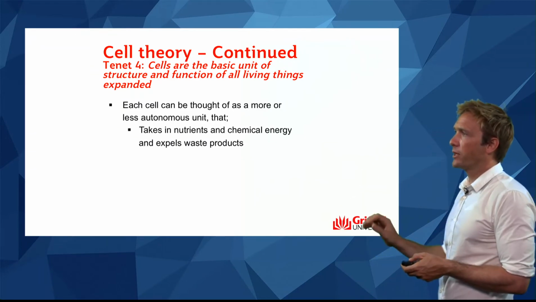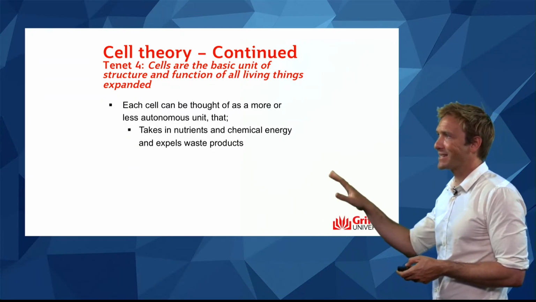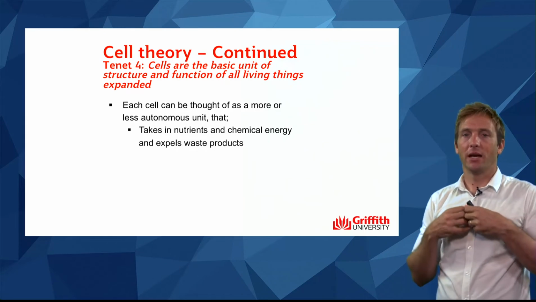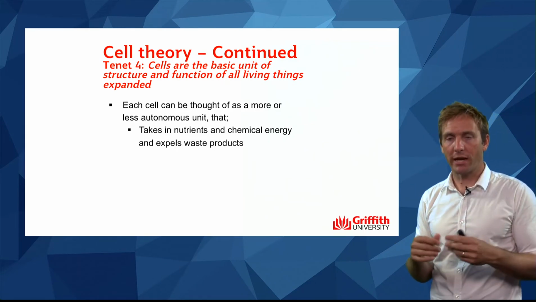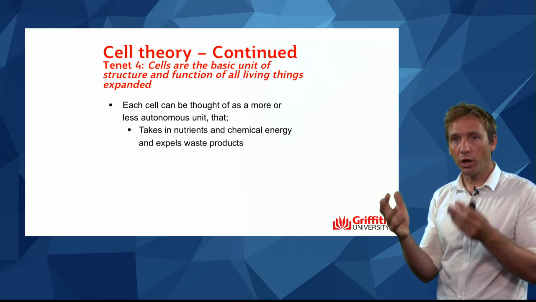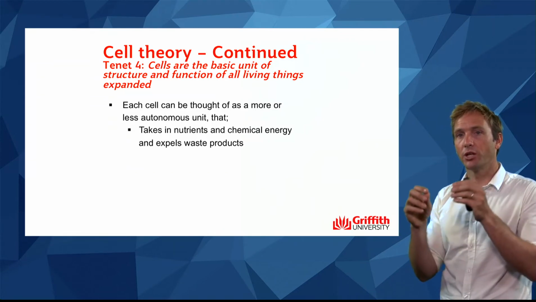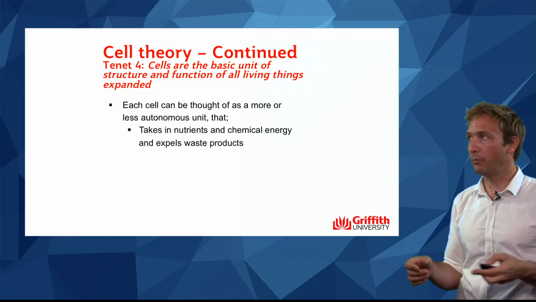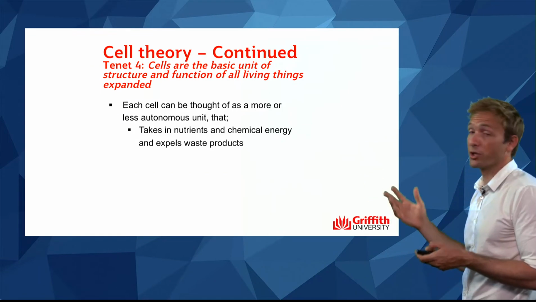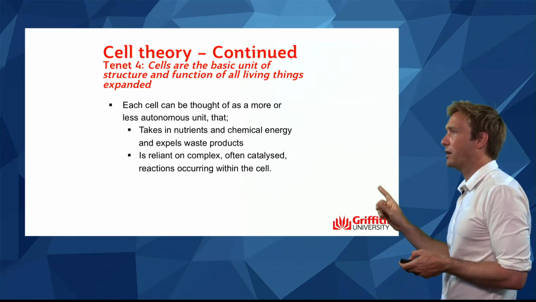Okay, they take in nutrients and chemical energy, and they expel waste products. So each cell in your body must access nutrients and chemical energy. The oxygen that you're taking in through your lungs must use your circulatory system to eventually make its way to all your cells. And if it doesn't, those cells die. So they are autonomous, however, they require that support. And that's why you have different functioning systems in your body to provide the support to cells that might otherwise not be able to gain it themselves. So nutrients and chemical energy are coming in, and they're expelling waste, which is, of course, your circulatory system as well. And it's reliant on complex, often catalyzed reactions occurring within the cell.